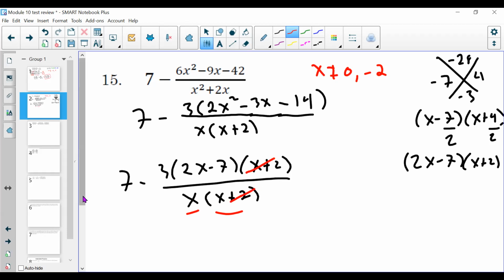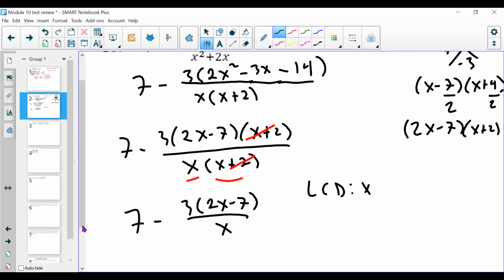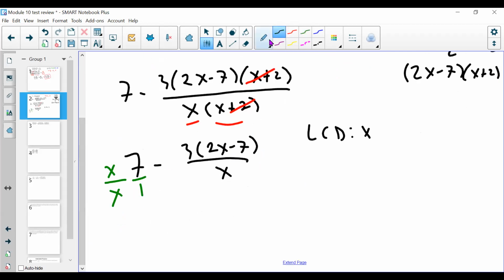These x plus 2s cancel out. This time I'm not going to miss it. And we have 7 minus 3 times 2x minus 7 all over x. And my LCD with this 7 and this x is going to be x, right? I don't have anything in the denominator for the 7. It's just a 1. So my LCD is just x. So I'm going to multiply the 7 with x over x to end up getting 7x over x minus 3.